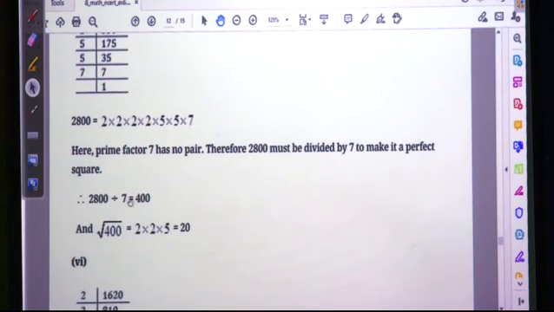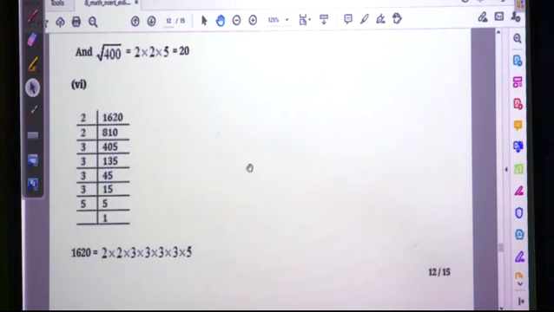2800 divided by 7 is equal to 400. Now, 7 has been removed, it is not there in the prime factors now. So, what is remaining? 2 pairs of 2 means 1 2, 1 more 2 into 5. So, 5 4s are 20. Square root of 400 is 20. Proceeding to the next sum.